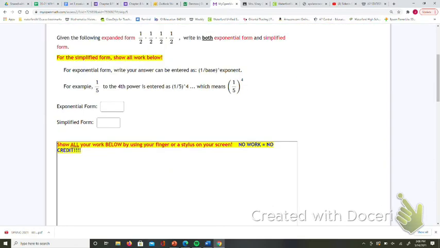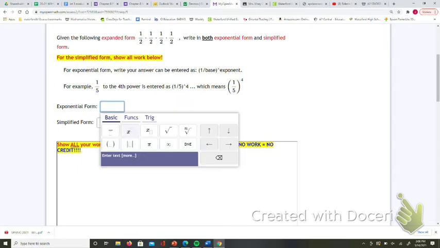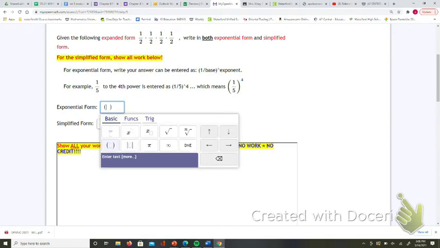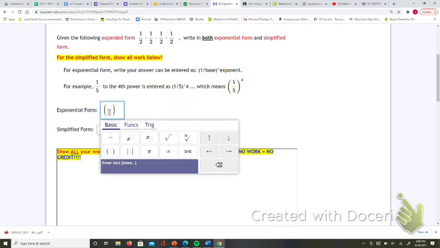Okay, now we've got a fraction. So we have 1/2 times 1/2 times 1/2 times 1/2. So we have 1/2 to the 4th power. Okay, when we click into our calculator, what you're going to do is click the parentheses. So see where I click the parentheses right here? Then you're going to select the fraction. So notice now it puts a fraction inside the parenthesis. Now you're going to type 1 in the numerator and 2 in the denominator.